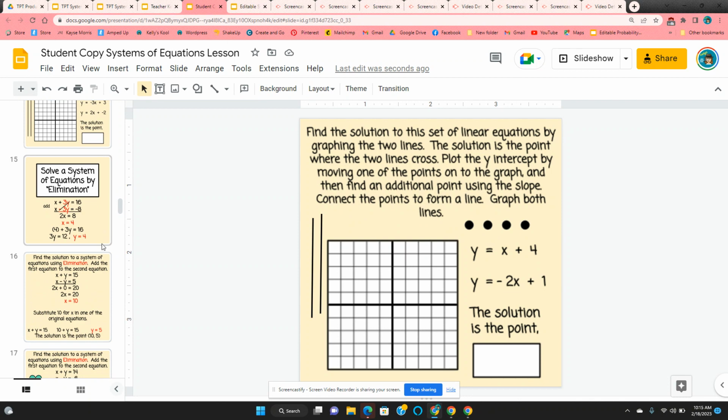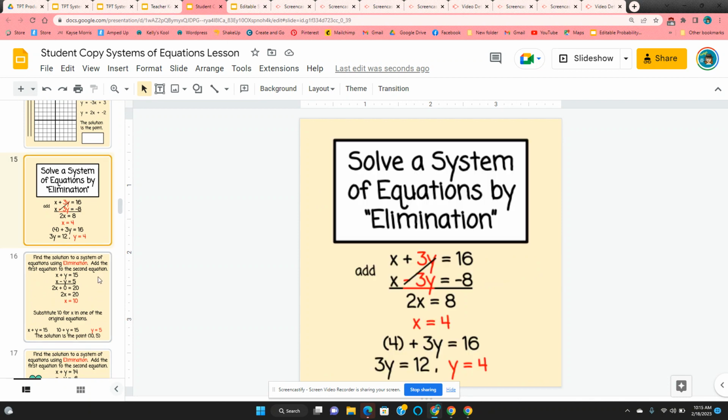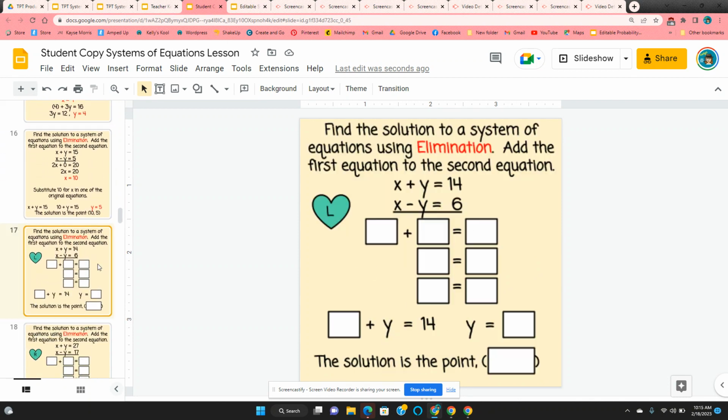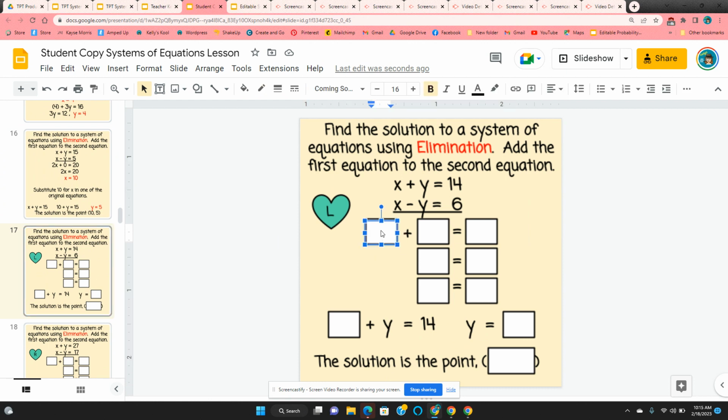Now we're going to go to the elimination method. They're given an example of how that works. Starting on slide 17, they're just going to fill in the text boxes in order to do this. They're going to start by adding the two equations together. x plus x would give them 2x. y and -y would be 0. And then 14 plus 6 would be 20. So they don't need that 0, so it's 2x equals 20. x equals 10.